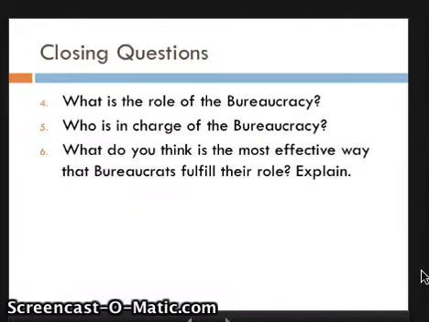All right. Here are your closing questions. Make sure you answer those with your opening questions on a separate sheet. Remember that they should be separate from your notes because you're going to be turning them in separately.